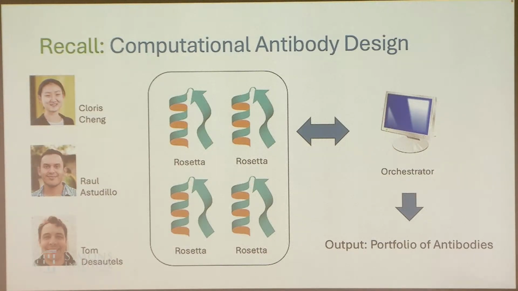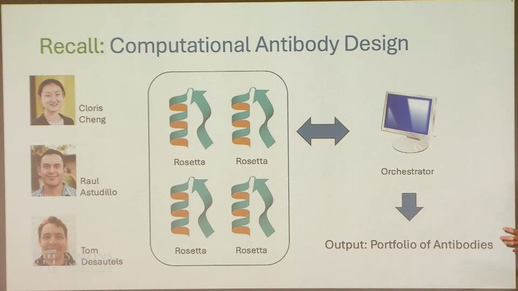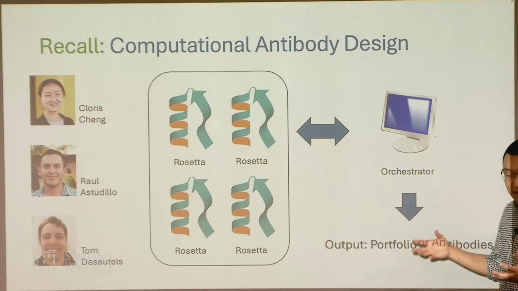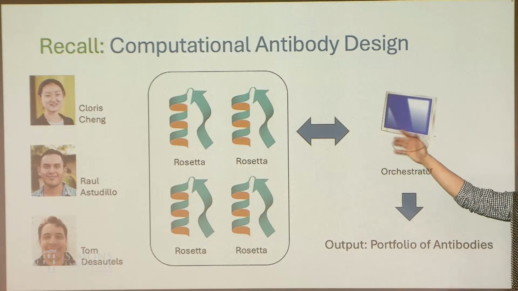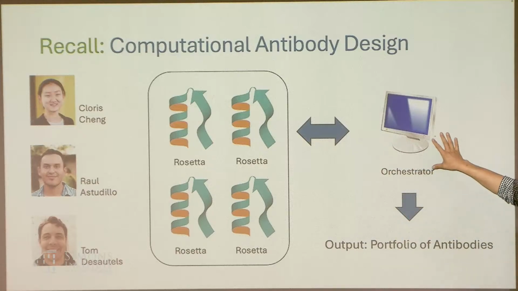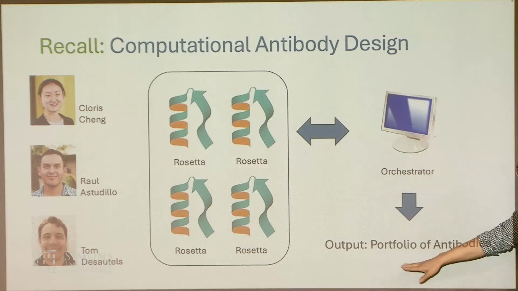In this case, just for the sake of an example, imagine that we had a cloud of Rosetta simulators, maybe hundreds or thousands, and we have an orchestrator algorithm that's choosing how to assign the simulation to be run in each of these worker nodes, and then its job is to make the best use of its computational resources and come up with, in this case, a portfolio of antibodies that optimizes for some proxy of a downstream task. So for example, I may want the antibody portfolio to be diverse in the types of antigens that they hit, which is a proxy for a downstream task.